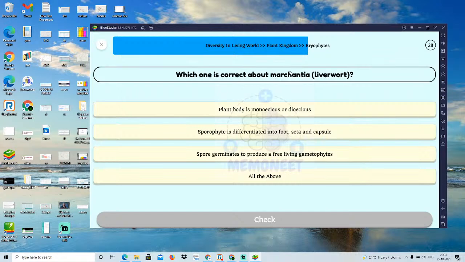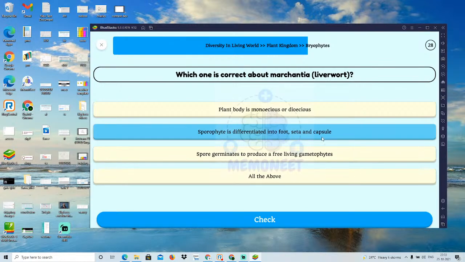So which one is correct about Marchantia? Marchantia is a liverwort. So plant body is monoecious or dioecious. Sporophyte is differentiated into foot, seta and capsule. Yeah, sporophyte is differentiated into foot, seta and capsule. That's the correct answer. Spore germinates too. Yes, also correct. Plant body is also correct. So I guess it's all the above.